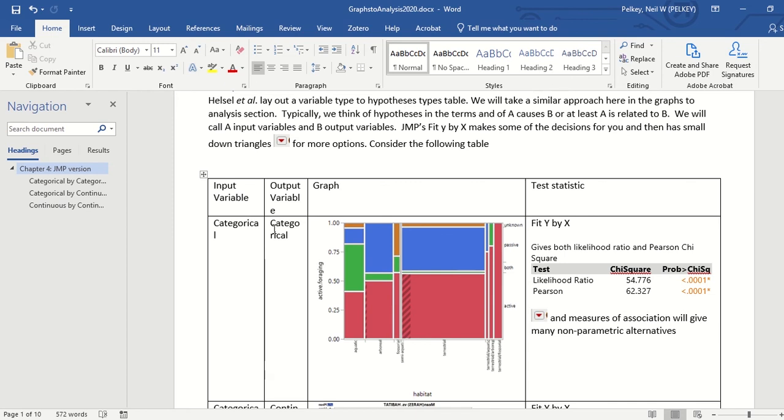When the input variable is categorical and the output variable is categorical, we have things like mosaic plots and pie charts and that sort of thing. Typically, in a fit X versus Y, we're going to end up with a likelihood ratio chi-square or a Pearson chi-square. The Pearson is more common, and a little later we will discuss how to do the Pearson in that. And then you can also use the little drop-down red arrow to give other measures of association and some non-parametric alternatives. Well, these are already non-parametric, so.